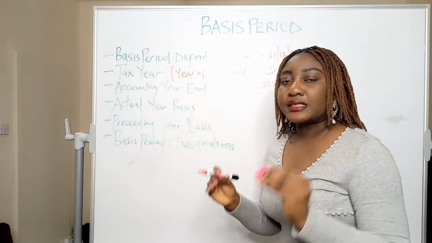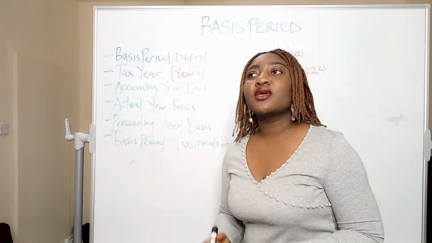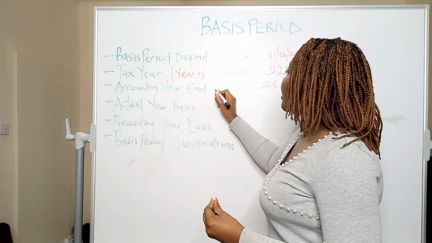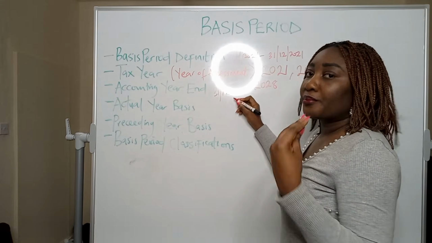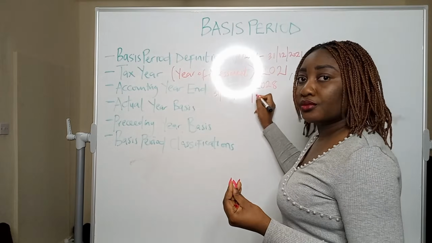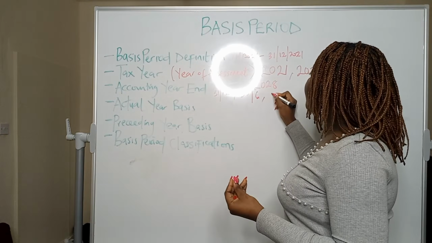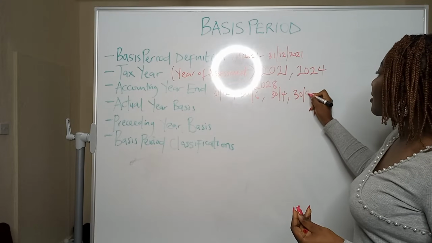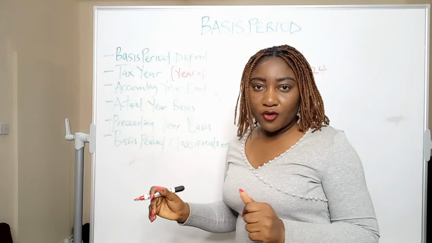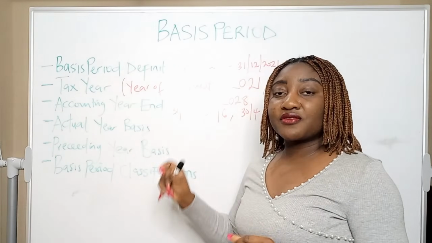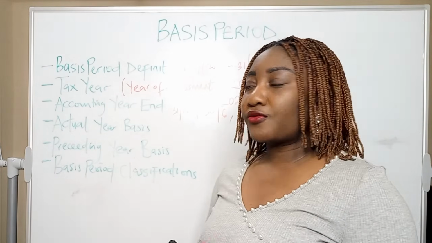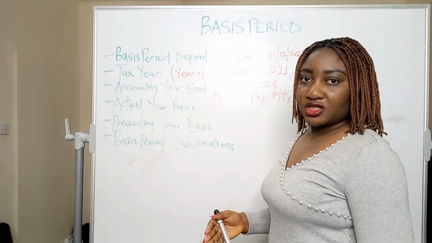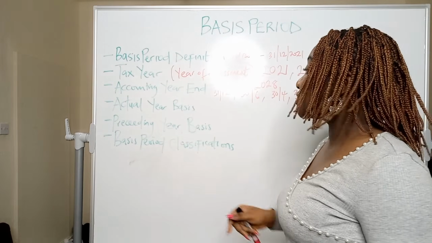Accounting year end is the year end that a company has chosen to prepare its accounts to. So for company A, it could be 31st December. For company B, it could be 30th June. For another company, it could be 30th April. It could be 30th September. It varies from company to company. Accounting year end is a very important detail that you should look out for in any taxation question, because you want to know how to determine the basis period. The accounting year end will help you to determine the basis period.